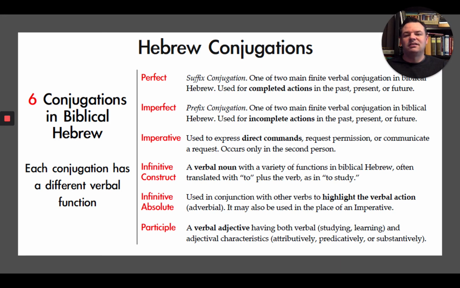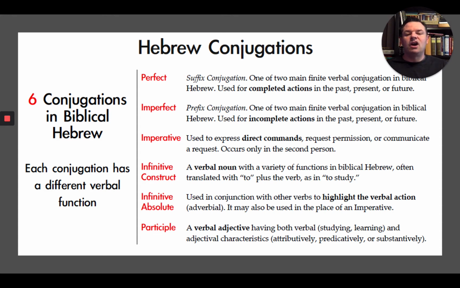Imperfect, or the prefixed conjugation, is one of the 2 main verbal conjugations along with the perfect. The imperfect is going to talk about an incomplete action in the past, present, or future. And when you've got the imperfect, it's most frequently just in its normal form going to be translated in the future tense. Imperative is a command, so it's going to command somebody to do something.